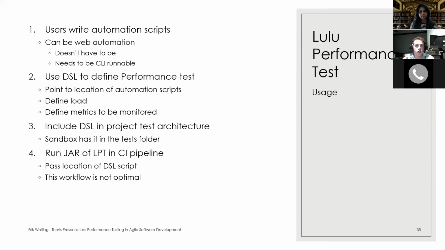And then what happens is in the system, we're going to have the actual jar file of LPT in the test suite, and in our build script, we're going to call the jar file and pass it the location of the DSL script. Now, this is not the optimal workflow. I am not a Java guy. I don't know how to deploy Java applications, but this is kind of hacky on my part.